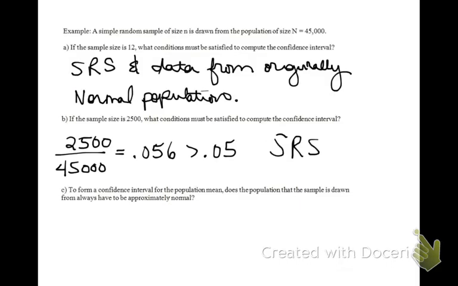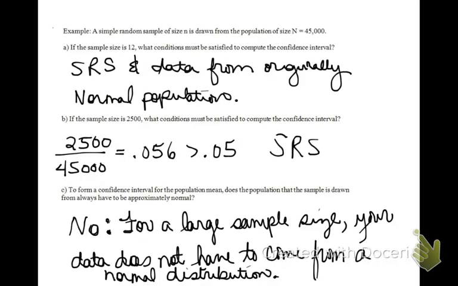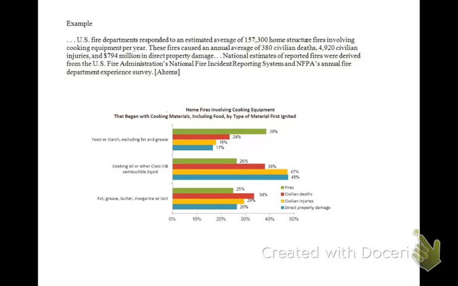To form a confidence interval for the population mean, does the population that the sample is drawn from always have to be approximately normal? The answer here is no. Your data only has to be normal if your sample size is small. Your data does not have to be normal if the sample size is large. So we'll say for a large sample size, your data does not have to come from a normal distribution. Let's practice forming confidence intervals now.